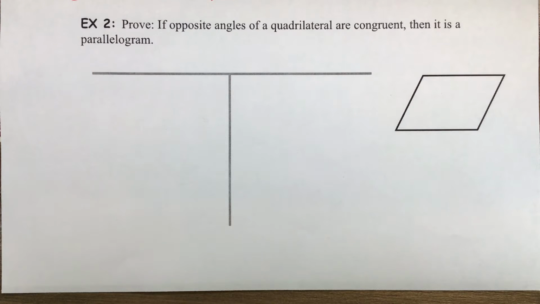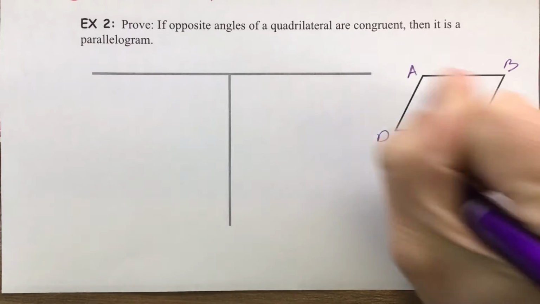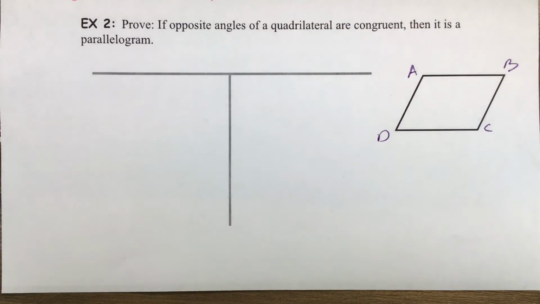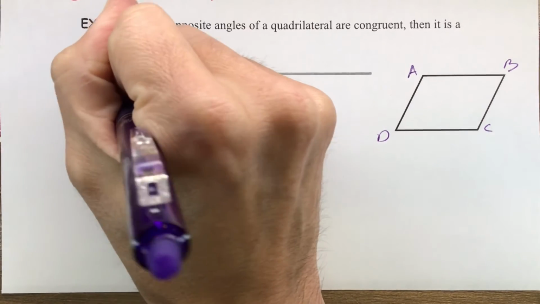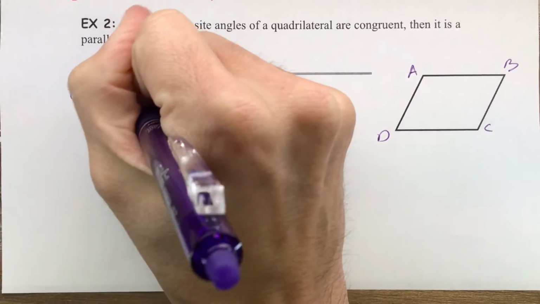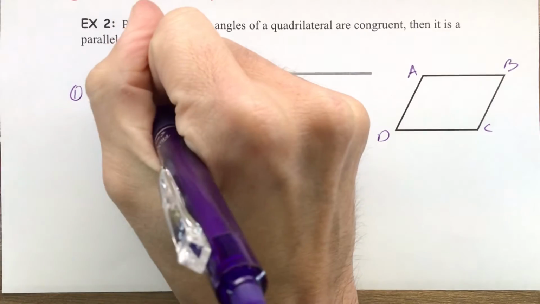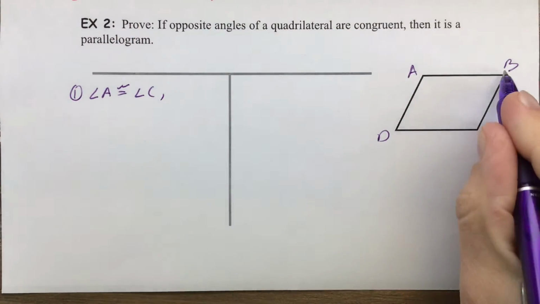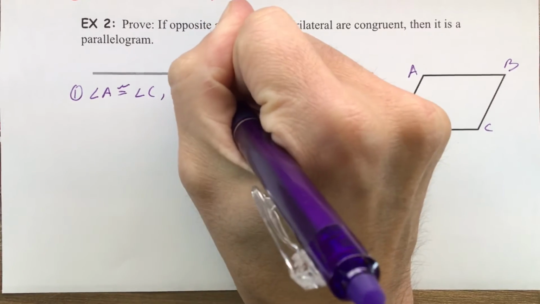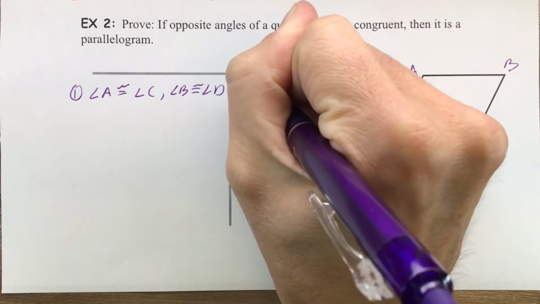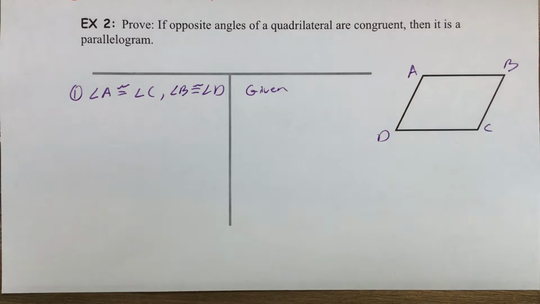All right, so let's go ahead and label up our parallelogram here. Let's go ahead and call it ABCD. Okay, and our given information would be this, that angle A is congruent to angle C, and angle B is congruent to D. That would be our given information.